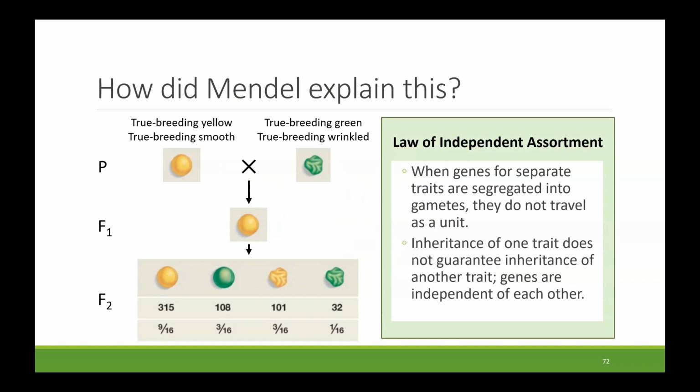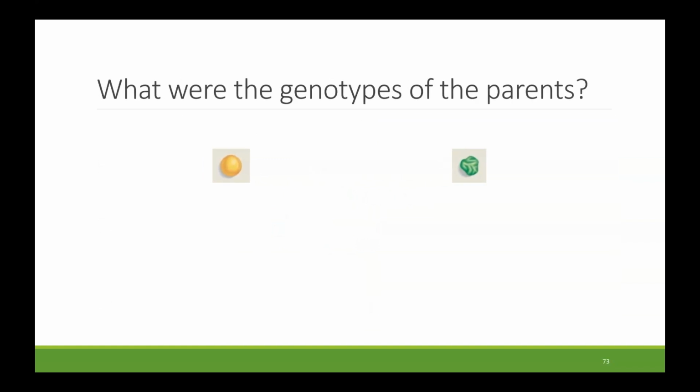So let's look at why this is the case. Let's look at why traits are able to mix and match. For the yellow smooth parent, we know this parent was true breeding for the dominant version of both characteristics. So for their texture, both of their chromosomes contain the dominant allele for smoothness. And then on a separate chromosome, there's a gene for color, and both of those chromosomes contain the dominant allele for yellow color. So this parent's genotype for these two traits is capital A, capital A, capital B, capital B.